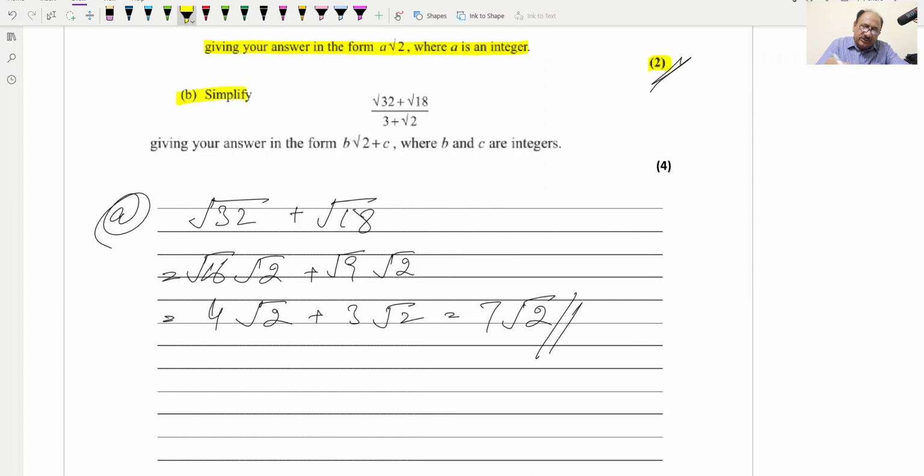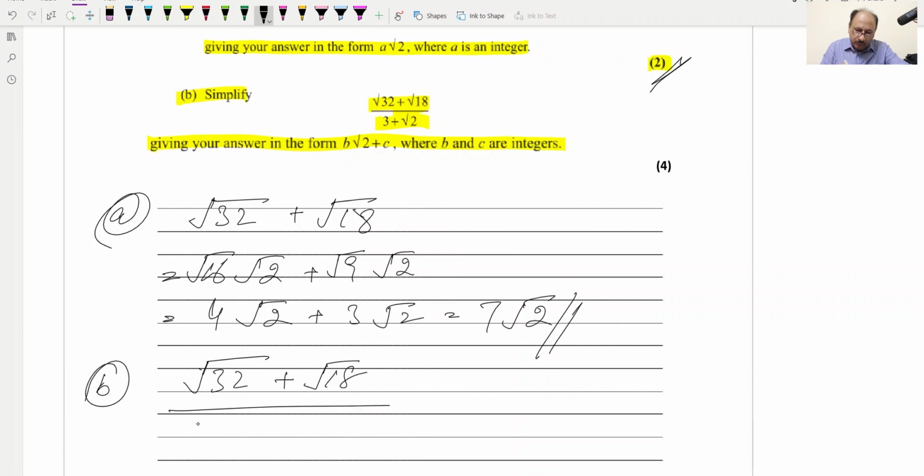Now B part, simplify this. Numerator is the same as we have done in part A, giving your answer in this form. b and c are integers, so we will use A part, which is the numerator, which results in 7 under root 2. So directly I will write the question first, then directly I will write the numerator's value. So under root 2, this one.